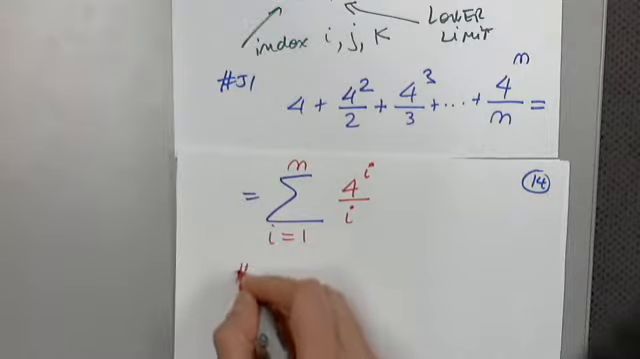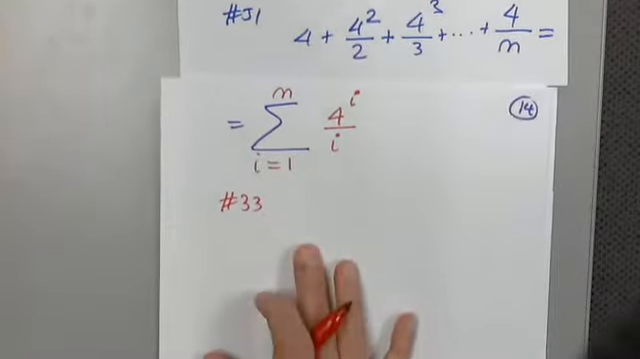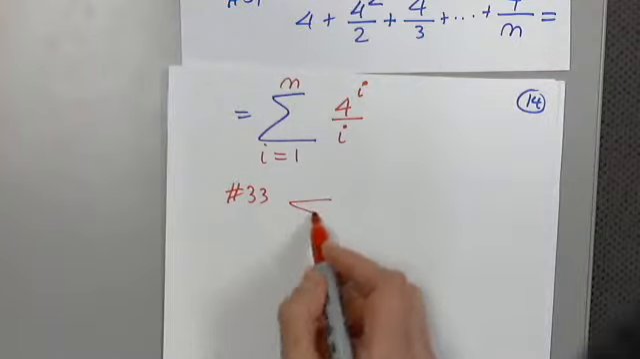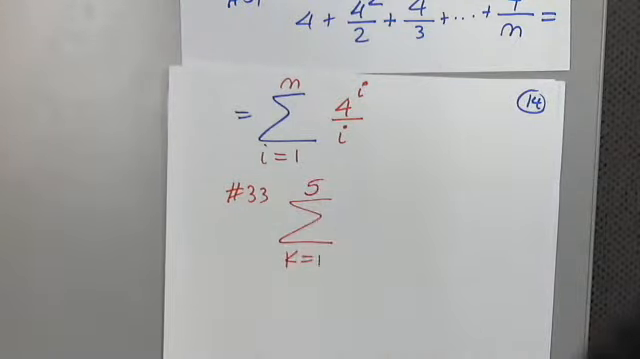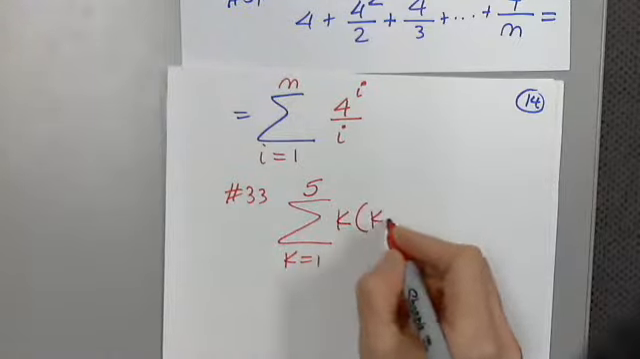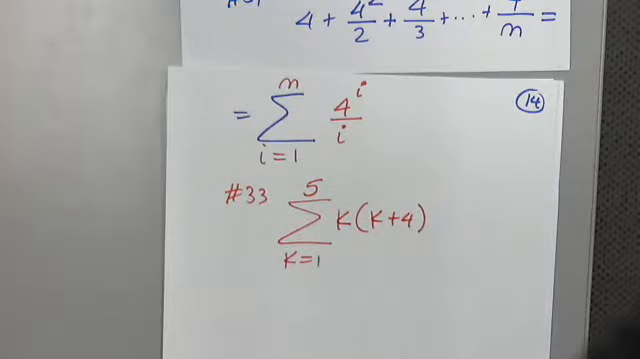33. There is nothing else. The sum from k equals 1 through 5. How many terms are there? 1, 2, 3, 4, 5 terms. From k times k plus 4. Find the indicated sum.